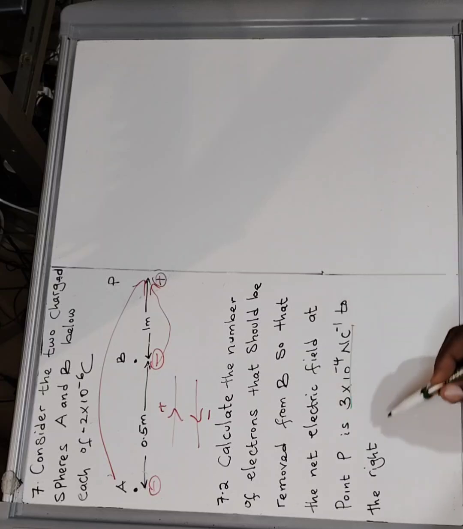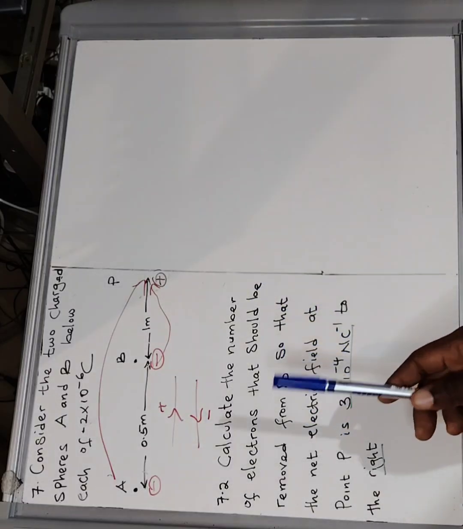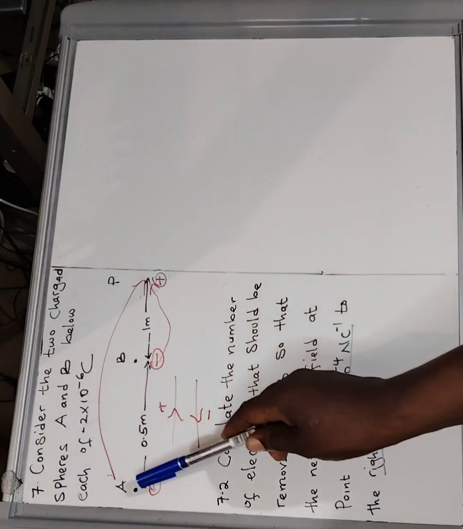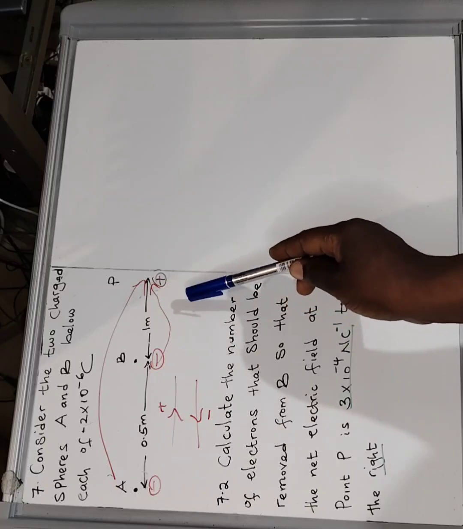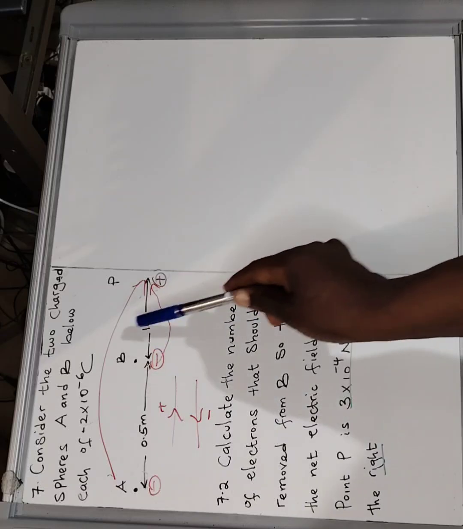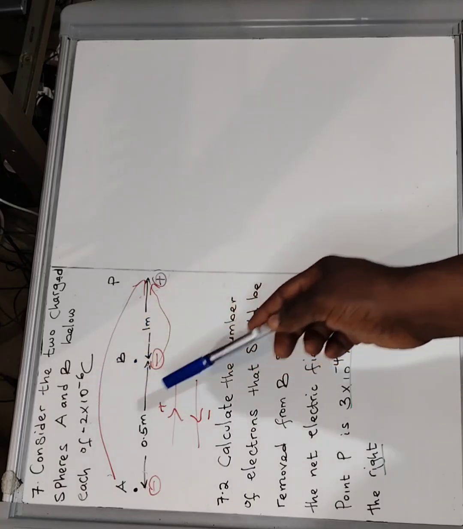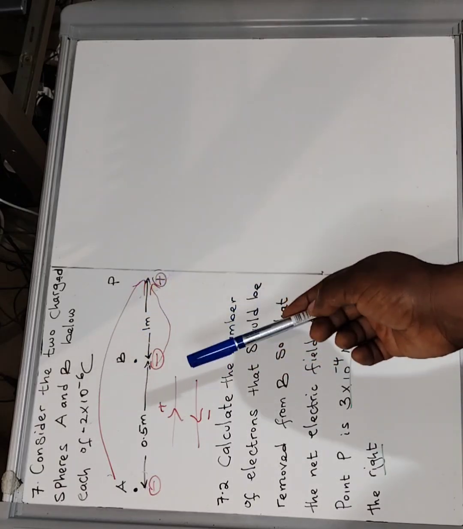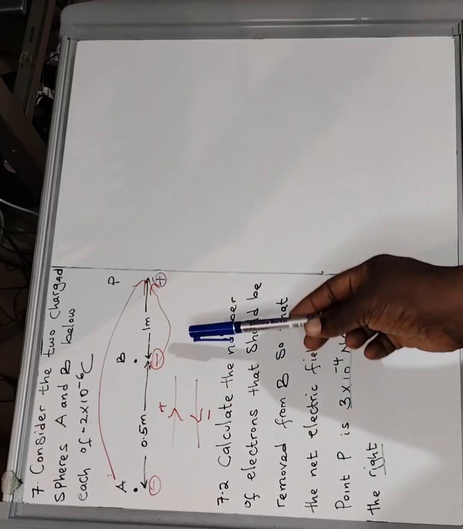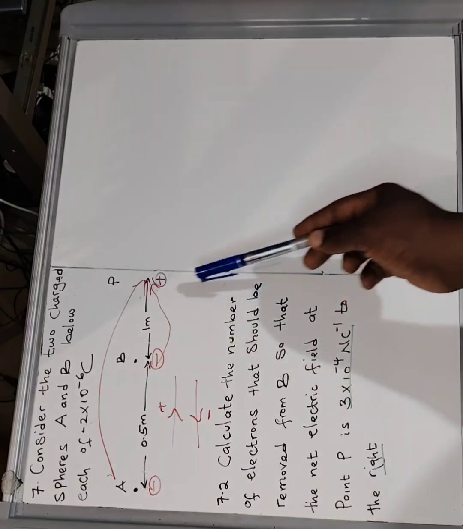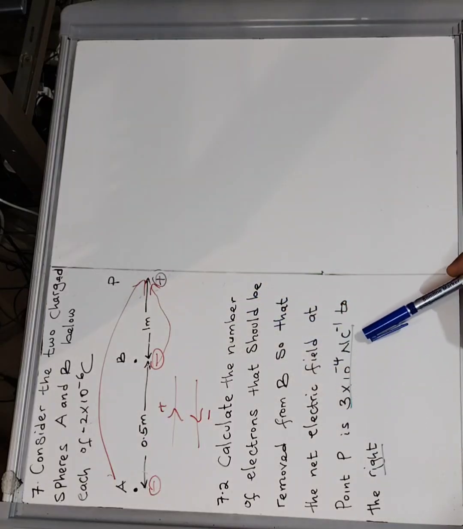It is this to the right. Okay, how do we approach this question? We have to know this. Okay, things have changed. A is unchanged, so A is influencing this point P. That one has not changed, but B has changed. Actually, B was negative. It had excess electrons. Now they are telling us to remove electrons, to pump them out until the electric field at this point becomes this.